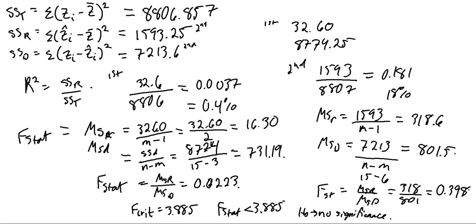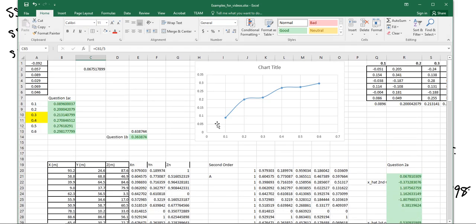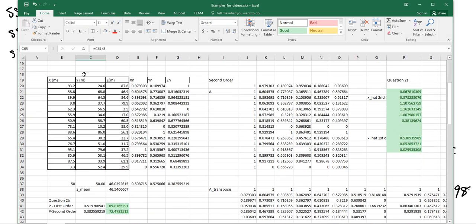I've done both first and second order all the way through, so I'm hoping that didn't confuse too many people with me doing two at the same time. And I was using Excel for all of this. Just to give you an idea of my Excel sheets and what they look like, so that I have all of this. So here's my values.